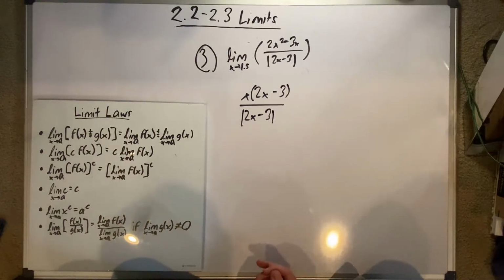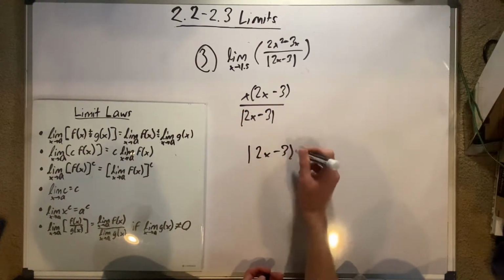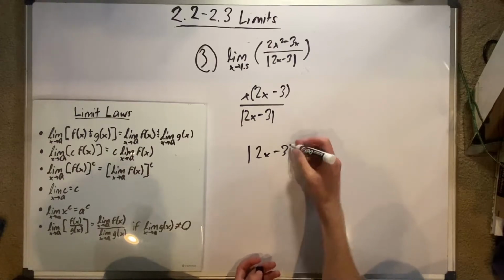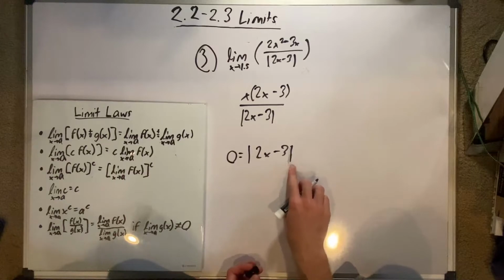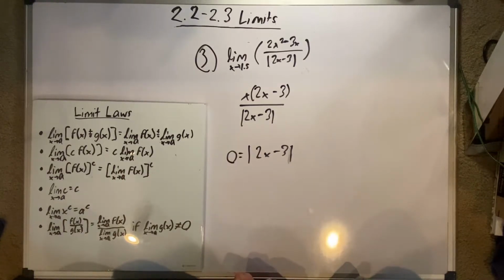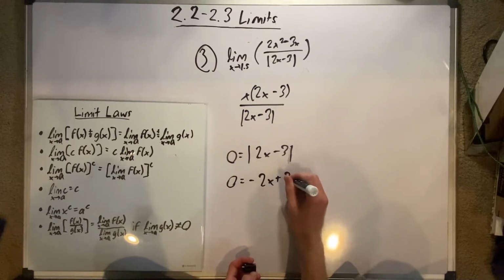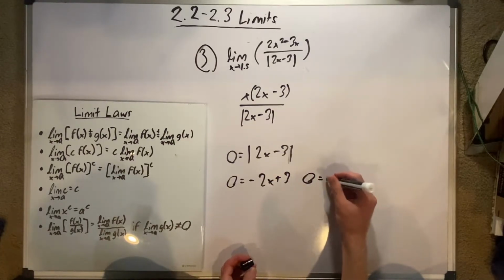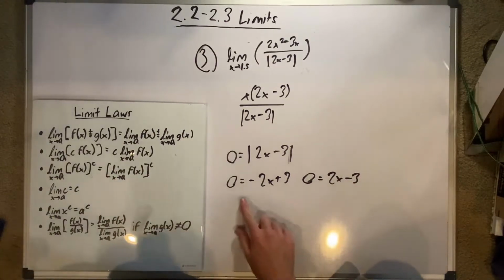So let's think for a minute, how can we split up these absolute values? If we're trying to solve an absolute value normally, what we would do is set this equal to 0. If this was a function where we were trying to solve for 0, we would go 0 is equal to 2x minus 3, and then we'd split it up into its positive and negative parts. We would basically say 0 is equal to negative 2x plus 3, and 0 is equal to positive 2x minus 3. So we would try to split it up.